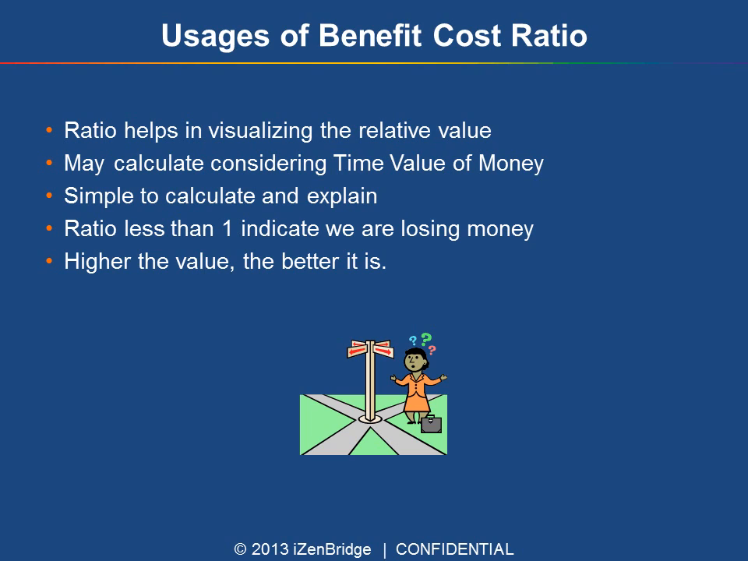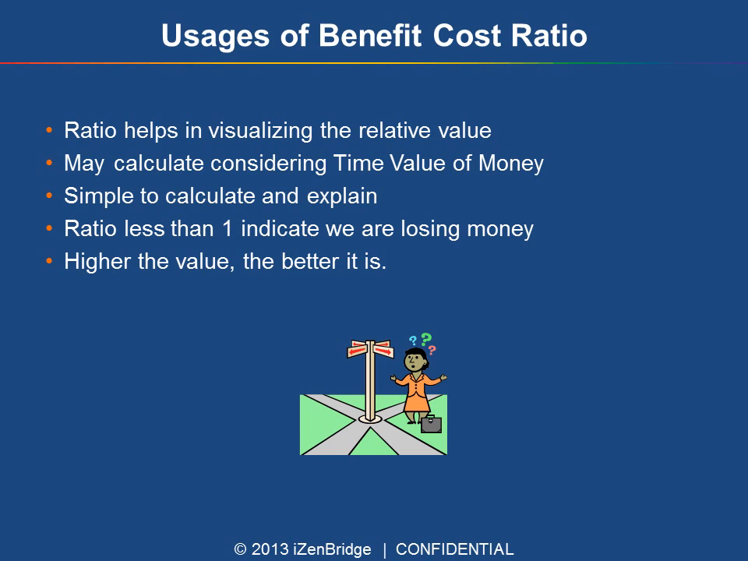Now, usually when we calculate a benefit cost ratio, we do not include the time value of money. We just use the cash inflow or revenue divided by the expense or outflow which we make during the project. But if needed, you can also calculate a discounted benefit cost ratio where you also factor in the time value of money. What does it mean? It means you also factor in when this particular income or expense is getting executed in your project. So you can discount it by the time value.